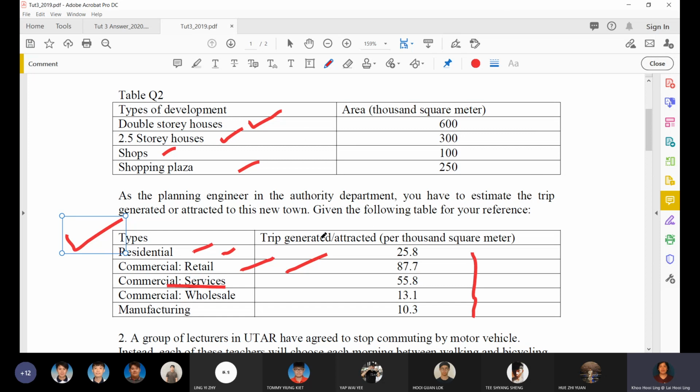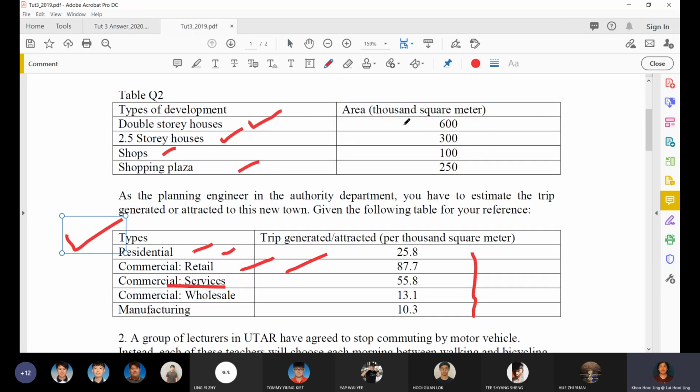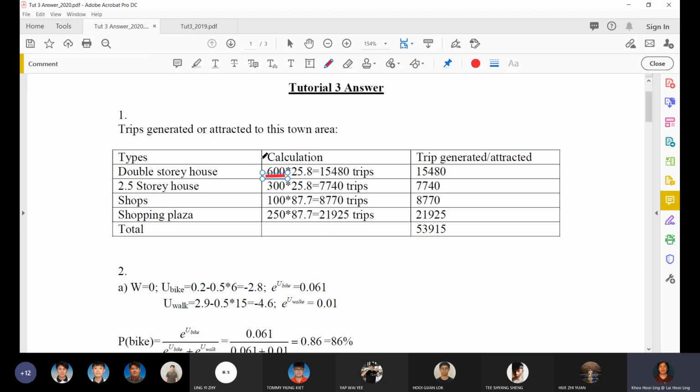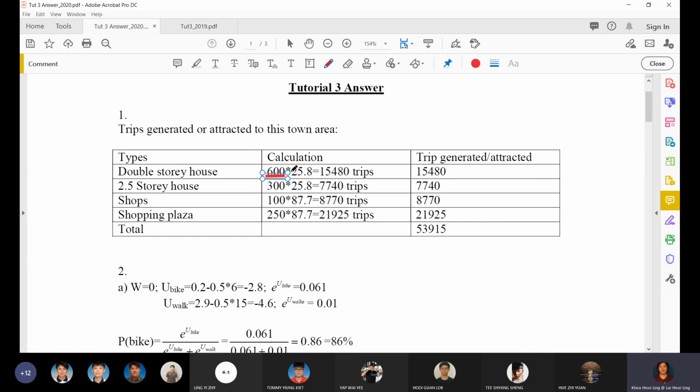Okay, so from here we have enough. Here we have the size of the development, which is 1000 square meter, times 600, times 300. Then we have 600 times 25.8, because residential is 25.8 per 1000 square meter, and now we have 600,000 square meter, so we times 600. For the 2.5 story houses we have 300, shops we have 100, shopping plaza we have 100 using the 87.7.